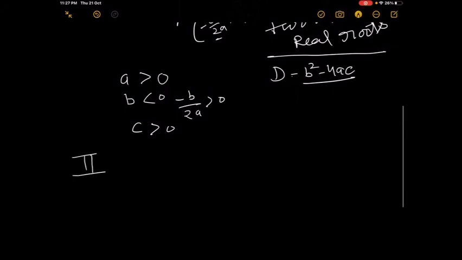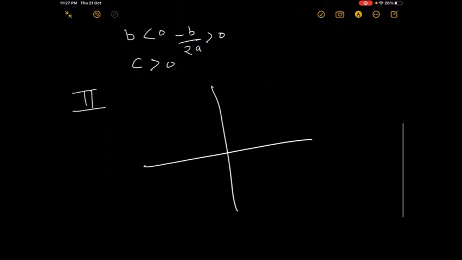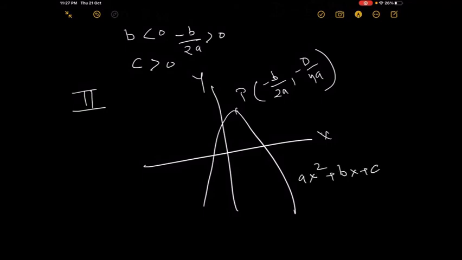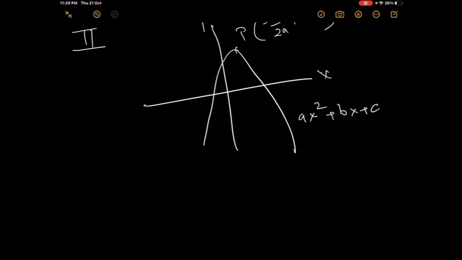Second case, what will happen if I have a parabola of this type? Say this is the x-axis, this is the y-axis, this is positive, this is negative. Any point P will be represented by minus b by 2a, minus D by 4a. What can you say about this graph of ax square plus bx plus c? Because it's opening downwards, first of all a will be negative. That is clear.